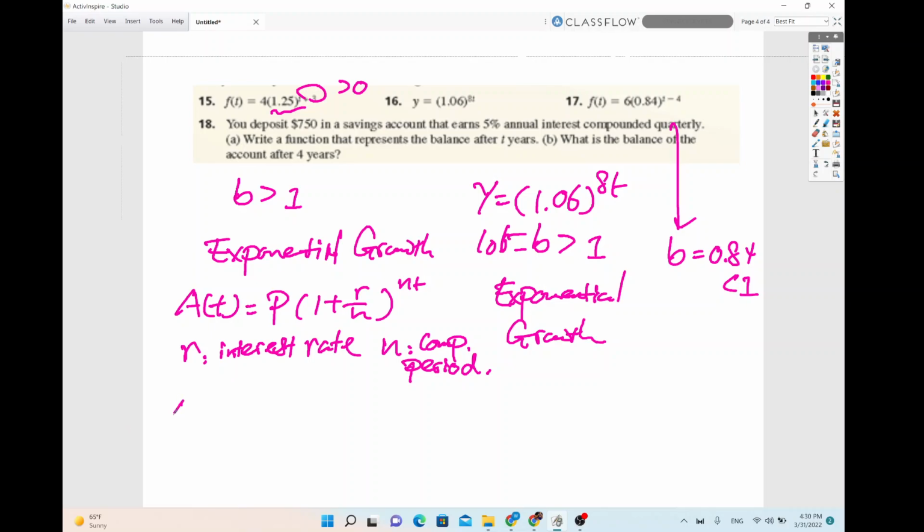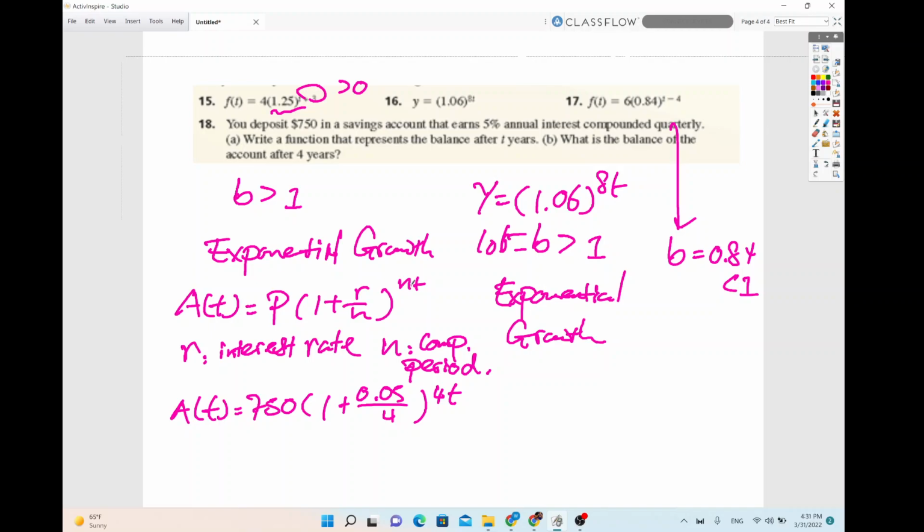But let's set up the model. So we got A of t, which equals the initial principal, 750, times the quantity 1 plus the interest rate, 0.05, divided by n, which is 4, and then to the power of 4 times t. Because that's compounded quarterly, so n is 4, 4 quarters in a year.